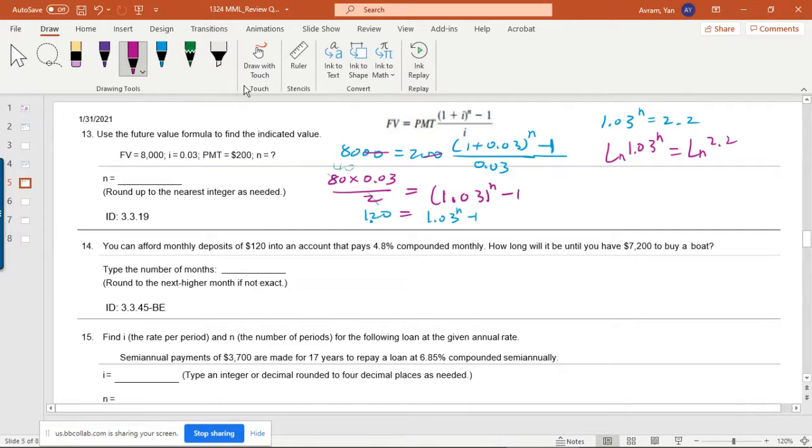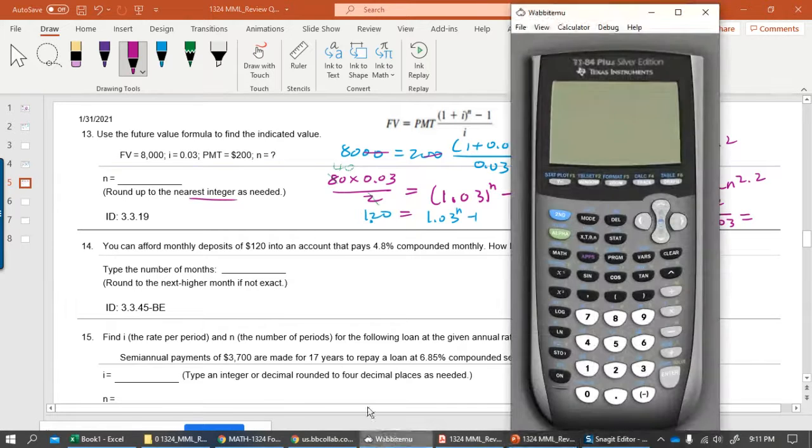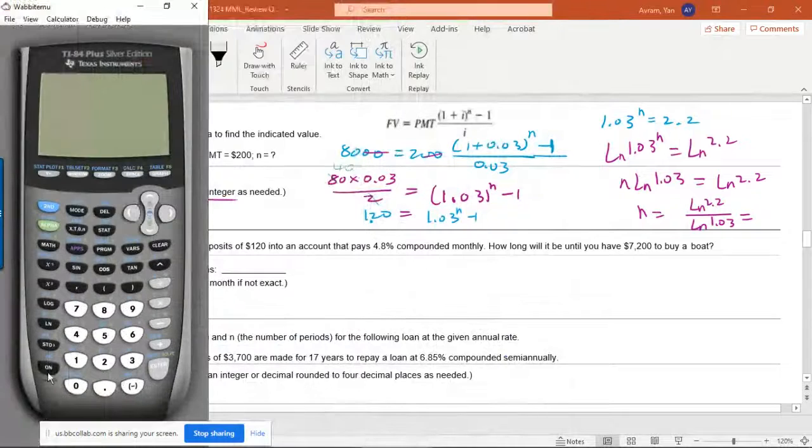Okay, and this n we are taking to the front becomes the coefficient. All right, so how much is my n? My n here will be ln 2.2 divided by ln 1.03. Round up to the nearest integer as needed. Okay, so we're gonna go ahead and use the calculator to calculate this one. Okay, I didn't use the calculator quite a bit in the middle, but hopefully we got it right.